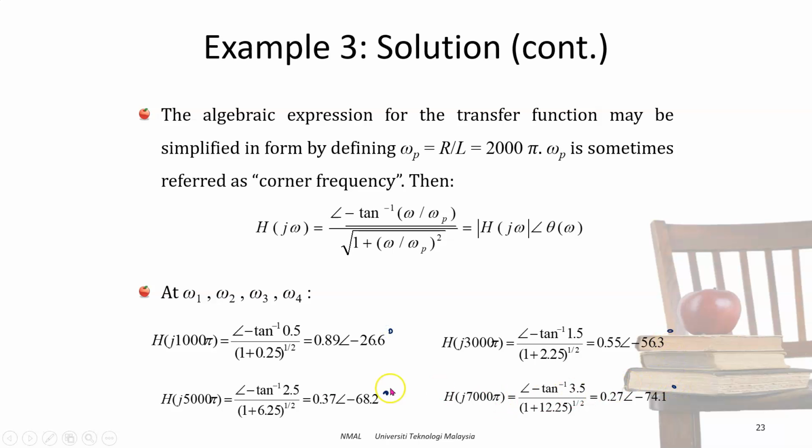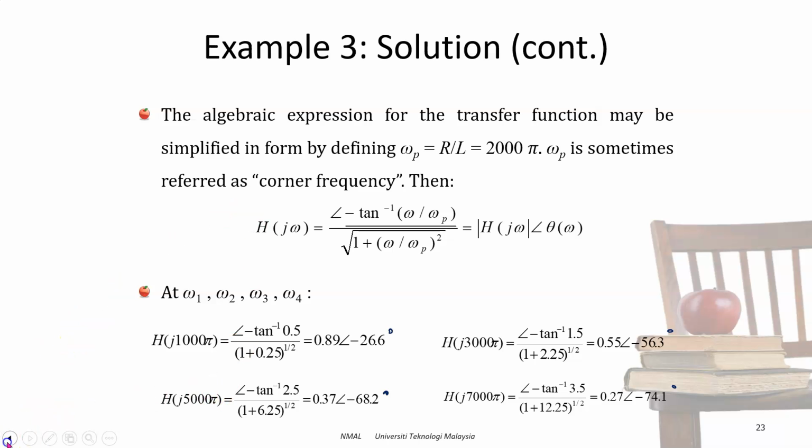All right. So what you have to do is you put in the values. First for j 1000 pi, and the next one is j 3000 pi, and the next one is j 5000 pi, and then j 7000 pi. So now you have already calculated the transfer function for four different frequencies. In case you don't understand, I'm going to repeat here again.